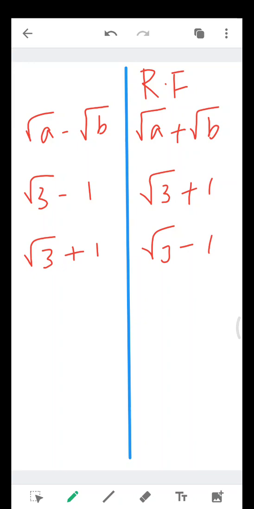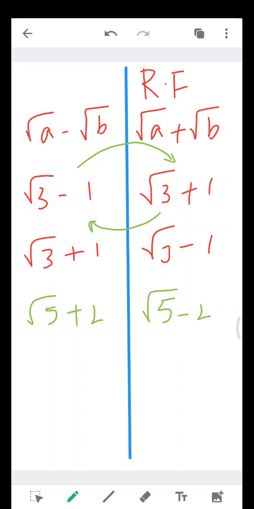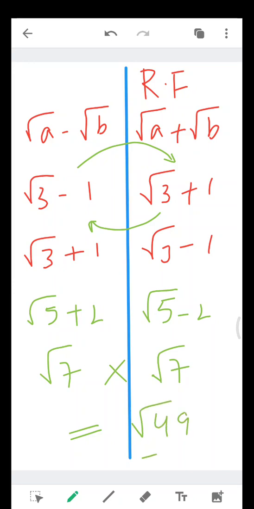So they are rationalizing factors of each other. The rationalizing factor of root 3 minus 1 is this, and the rationalizing factor of root 3 plus 1 is this, vice versa. Then you can take any example, say root 5 plus 2, the rationalizing factor will be root 5 minus 2. Very simple. If you have root 7, here what will you do now? Where two terms were there, you were changing the sign. If it is only root 7, then multiply by root 7 only. The rationalizing factor of root 7 is root 7 only, because when you multiply root 7 into root 7, you will get root 49, and root 49 is nothing but 7.